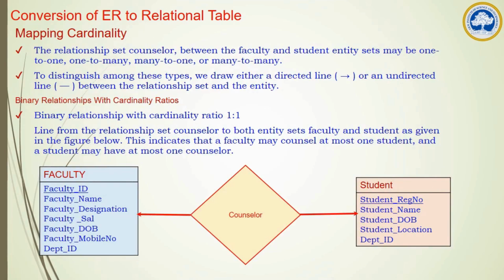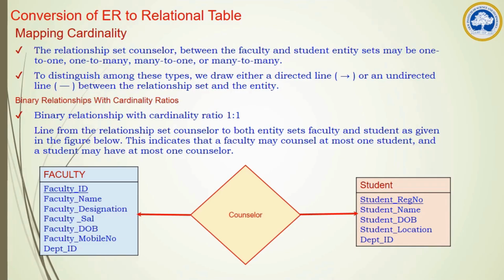So if you consider the example given below, the relationship set counselor will be between the faculty entity set and the student entity set, and it may have the cardinality mapping like 1 to 1, 1 to many, many to 1 and many to many. To distinguish these types, either a directed line or an undirected line will be given between the relationship set and the entity set.